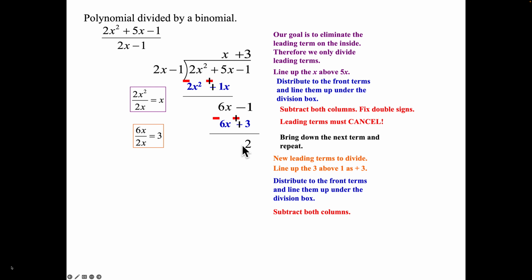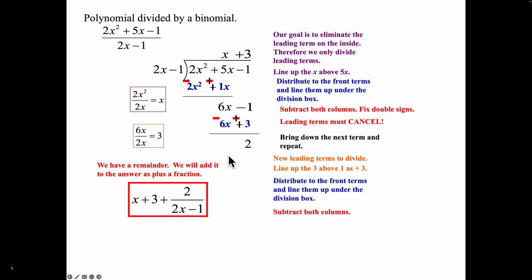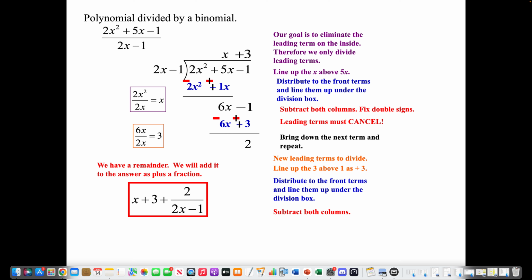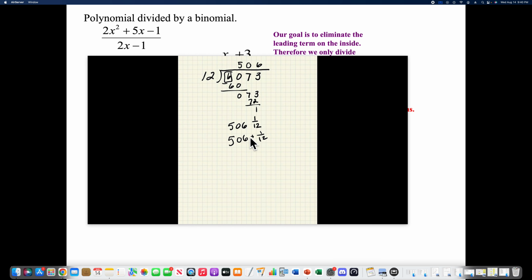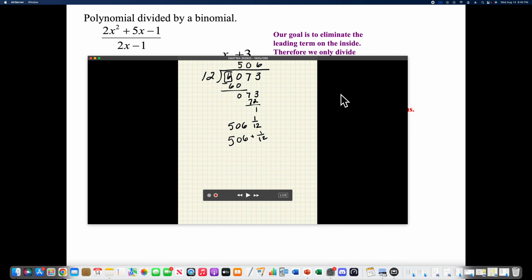We have a remainder. So how do we write our remainder? It's going to be plus the 2 over what we divided by. So when we had that mixed fraction earlier, 506 and 1/12, that's the same as saying 506 plus 1 over 12. It's the same thing. But because they're both numbers, we can add this together. There's really nothing to add. We just write it as a mixed fraction.